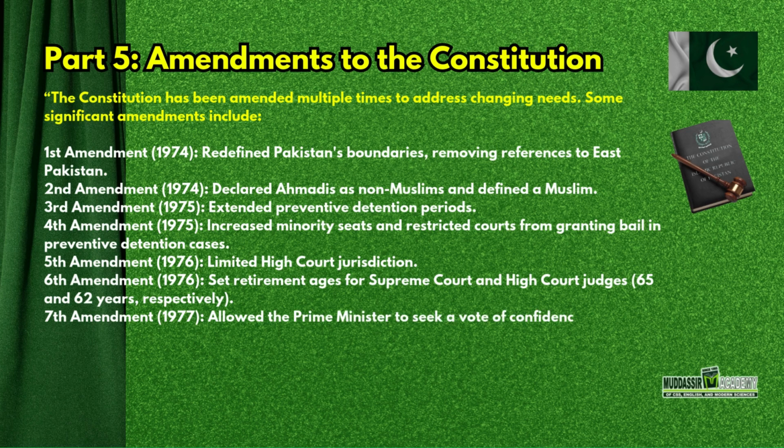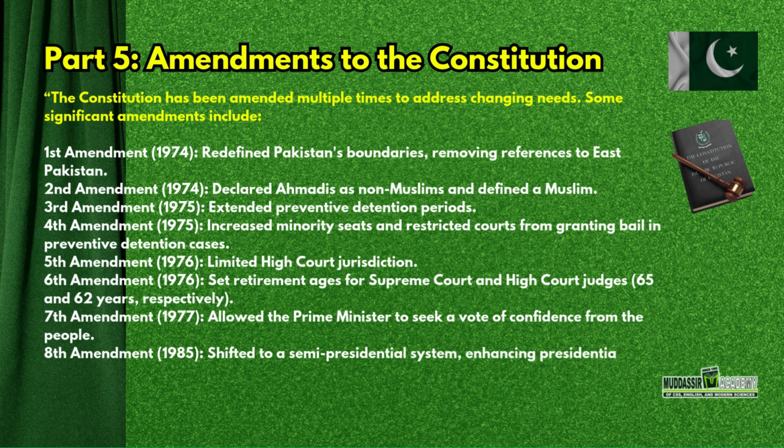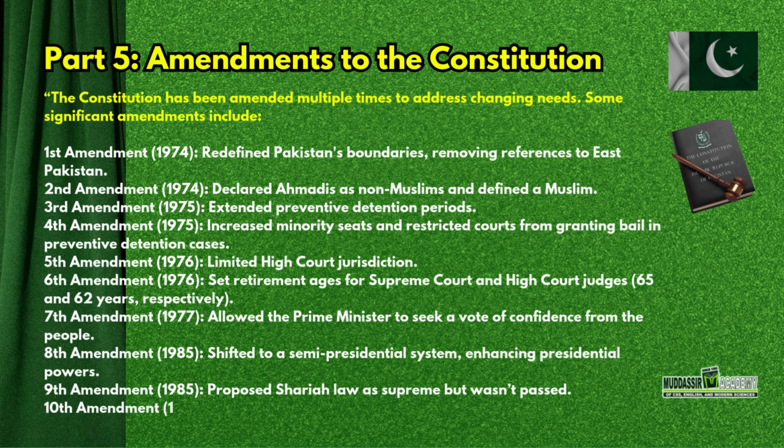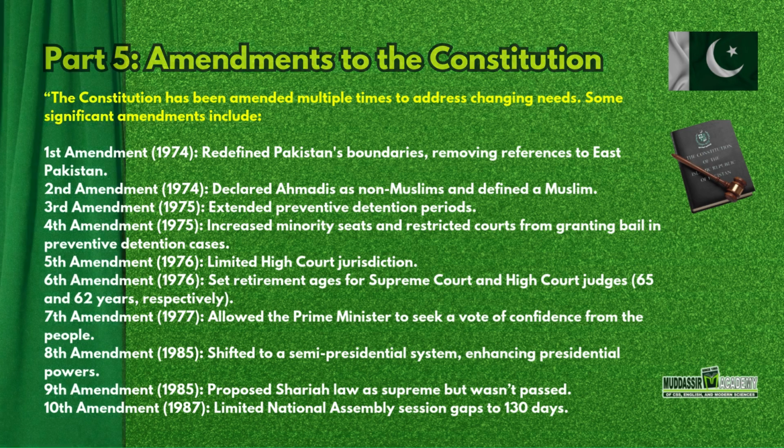7th, 1977, allowed the Prime Minister to seek a vote of confidence from the people. 8th, 1985, shifted to a semi-presidential system, enhancing presidential powers. 9th, 1985, proposed Sharia law as supreme but wasn't passed. 10th, 1987, limited National Assembly session gaps to 130 days.